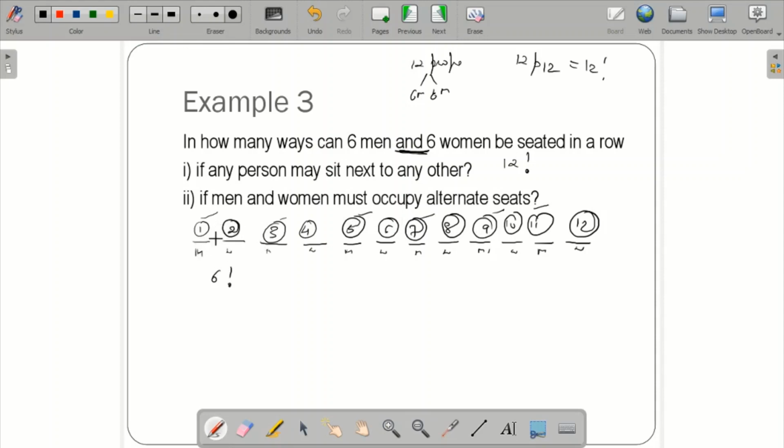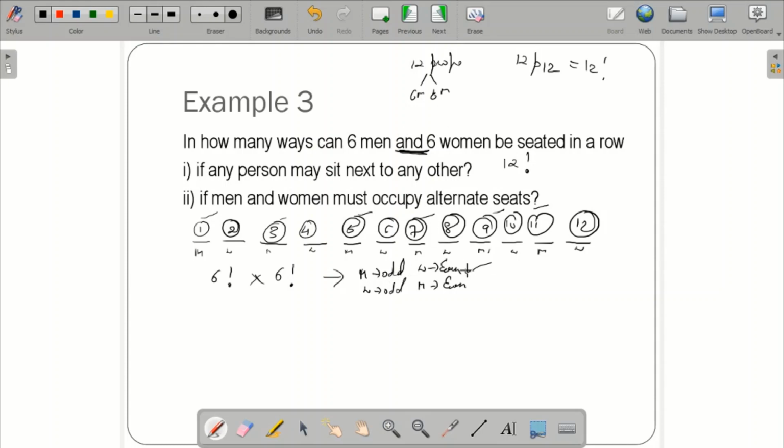So you can take men in odd places. Men can be seated in odd places in 6 factorial ways, and women can be seated in even places in 6 factorial ways. This condition is when men occupy odd places and women even. But it is possible that women can sit in odd and men can sit in even also. See here, if men and women must occupy alternate seats, they do not mention whether it is odd or even, so we need to find both the cases.